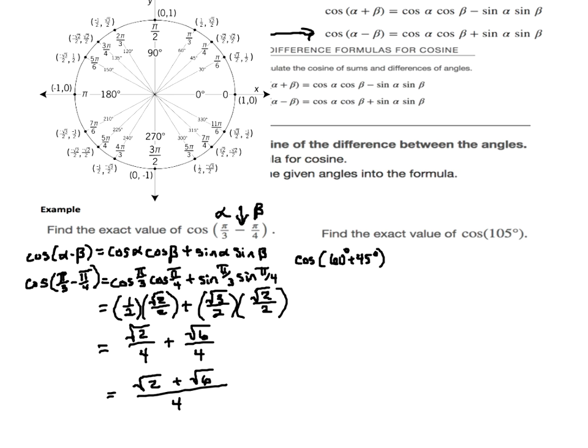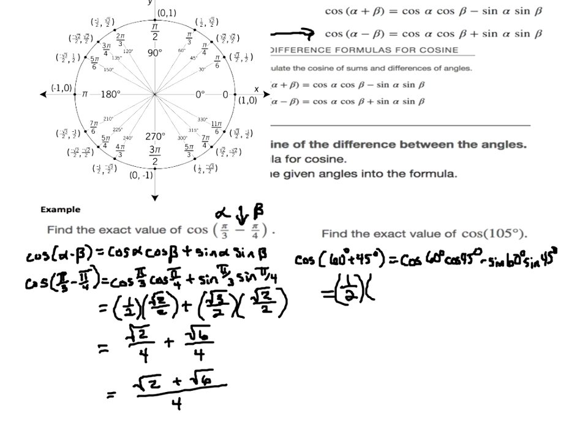that's degrees, plus 45 degrees. And at the very top, you can see that my cosine sum formula is cosine alpha, which is 60 degrees, cosine beta, which is 45 degrees, minus sine 60 degrees sine 45 degrees. Okay? So I just go grab those values from my unit circle like I just did on the last one. The cosine of 60 degrees is 1/2.